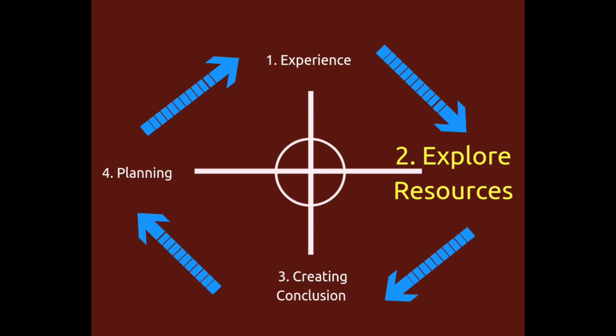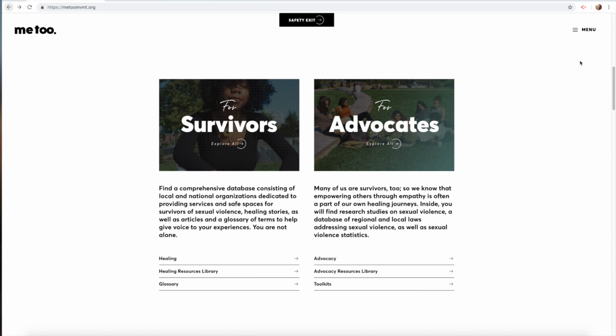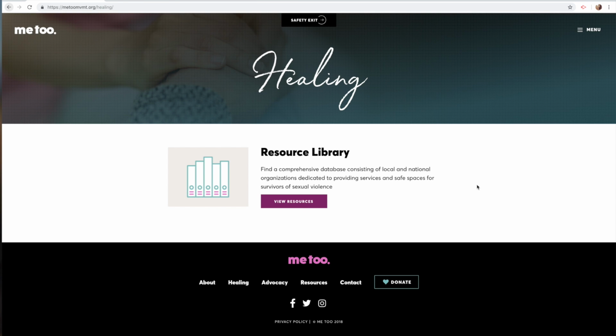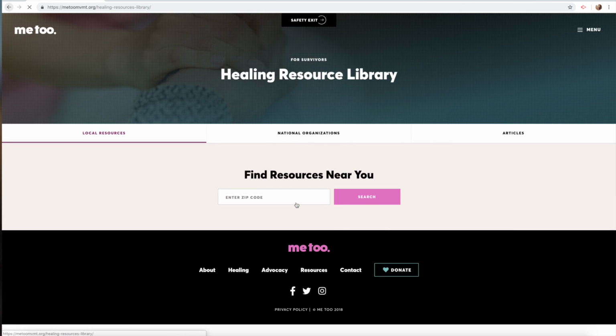So let's get into the next step, which is exploring our resources and giving the user as many resources as they can use. Here we are back where we left at the Me Too movement website, where our learners are divided into either looking for resources as a survivor or an advocate. Let's start with the survivor side to talk about the resources that are explored here. This is a resource library with databases for people who are dedicated to services and spaces for healing. Look at the resources. We won't look at local ones because everyone's from everywhere, but we will look at national organizations.